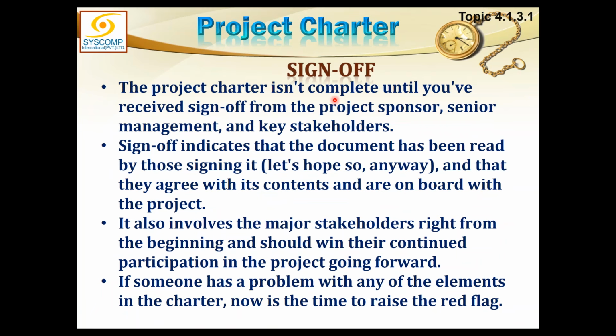Who signs it off? The project charter isn't complete until you have received sign-off from the project sponsor. Whenever the project charter has been created, the key stakeholders or the key sponsors sign it off. They all agree to it. Maybe it is a governance body or a committee, an executive committee or whomsoever they are, they will sign it off. The project manager does not sign it. He is not even the author of it, and he is not the signing authority on it. He could be a receiving person of that charter.